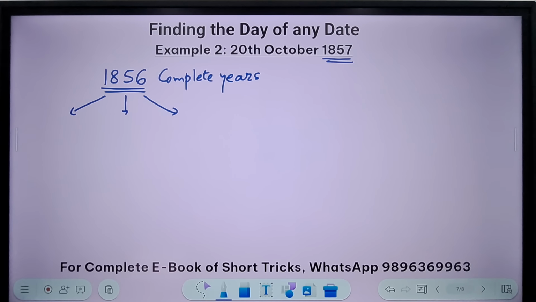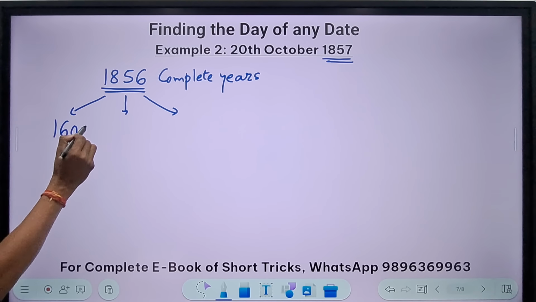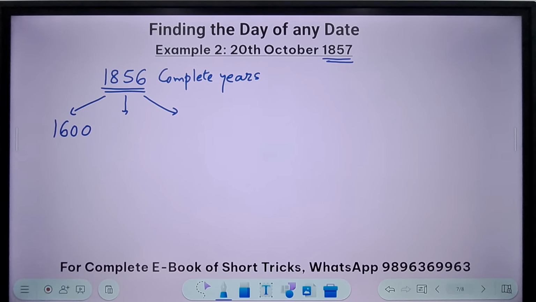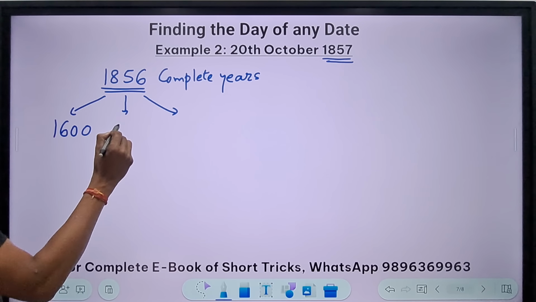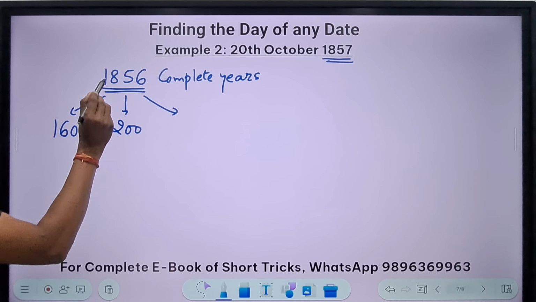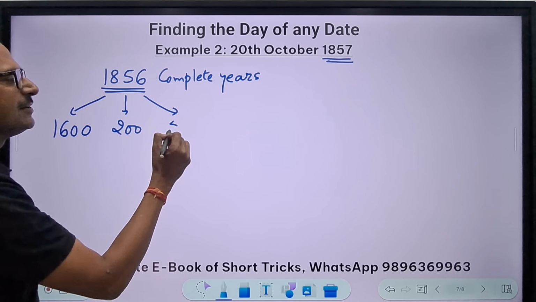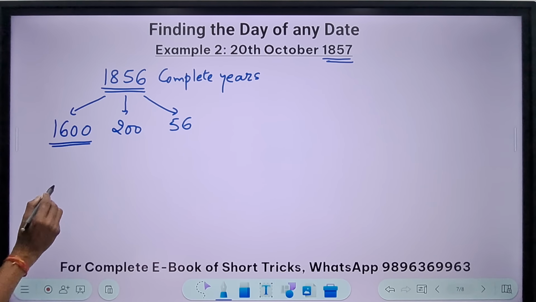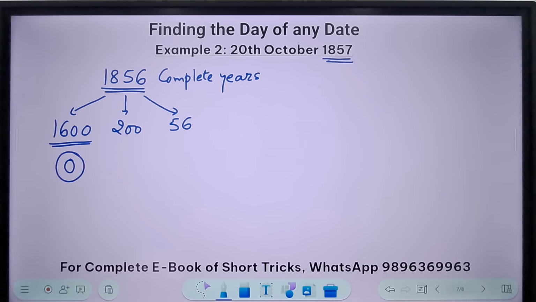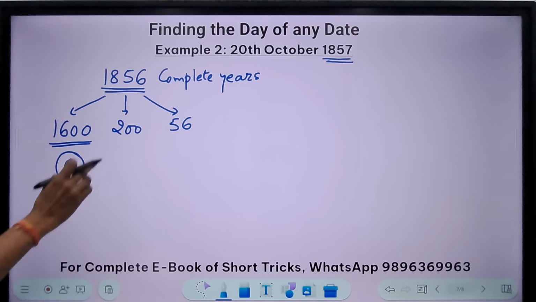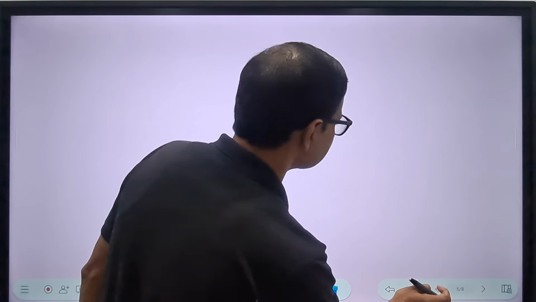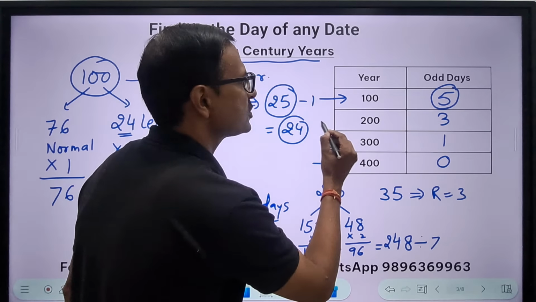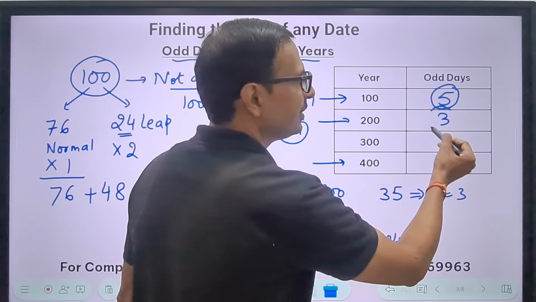So the first part is 1600, multiples of 400. After that 200, because 1600 plus 200 will be 1800, and then the remaining years 56. Now you should know that every multiple of 400 has 0 odd days. So 1600 years have 0 odd days. So this is the first thing. Now corresponding to 200 years, let's move back to the slide where we found out that we have 3 odd days.